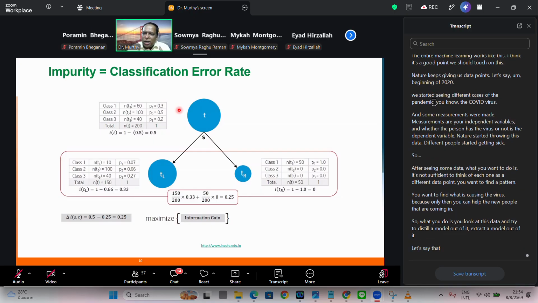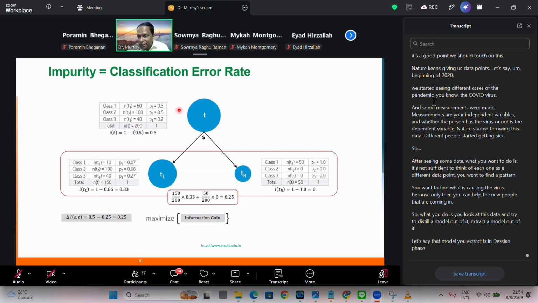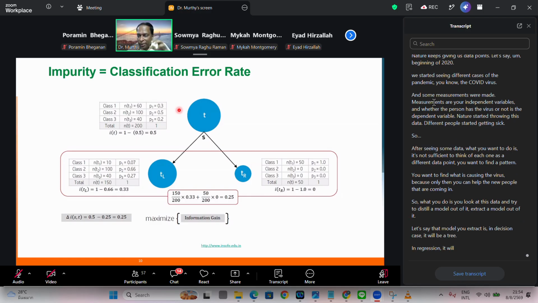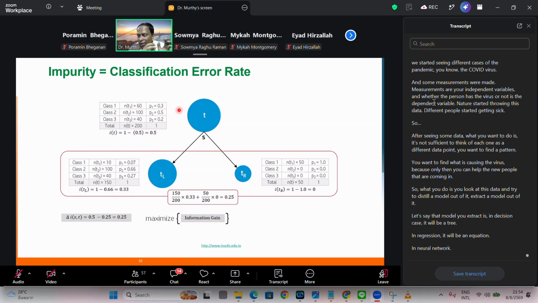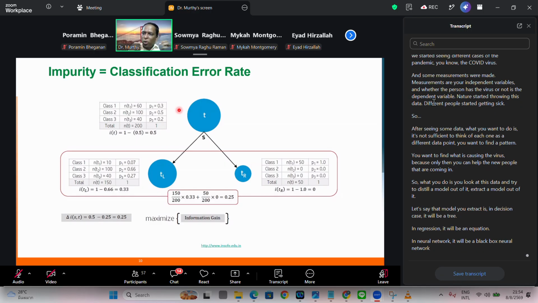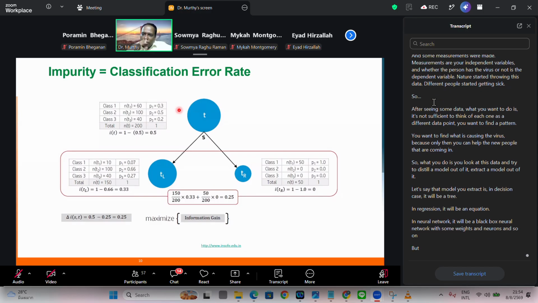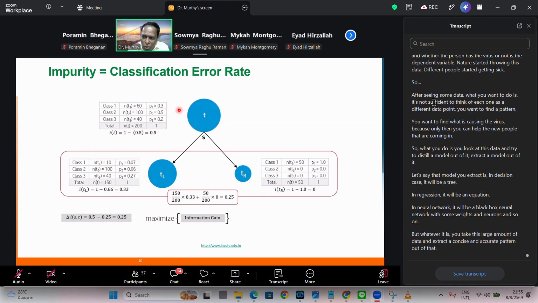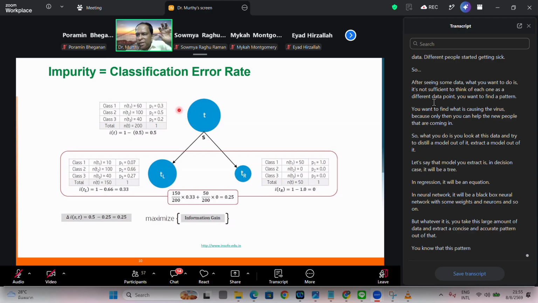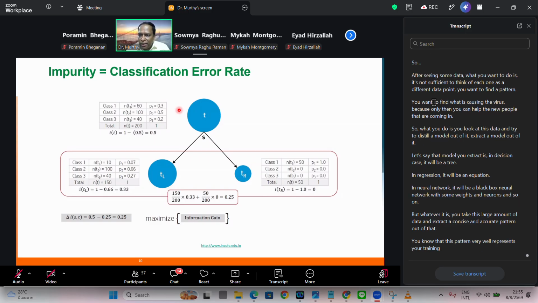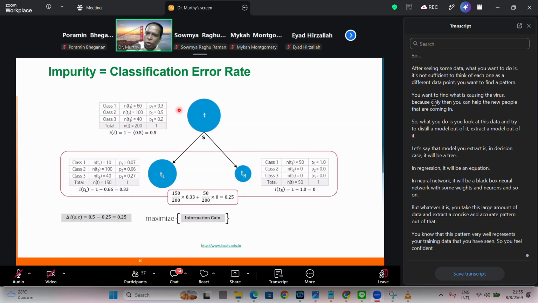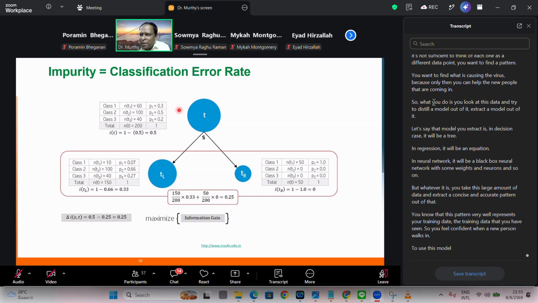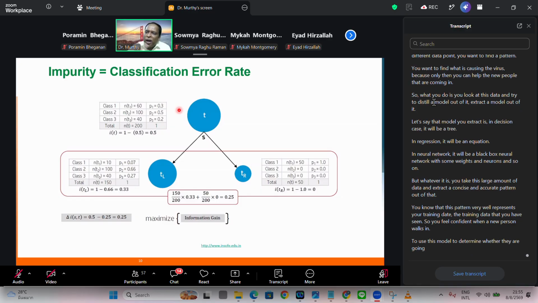Let's say that model you extract is in decision trees, it will be a tree. In regression, it will be an equation. In neural network, it will be a black box neural network, with some weights and neurons and so on. But whatever it is, you take this large amount of data and extract a concise and accurate pattern out of that. You know that this pattern very well represents the training data that you have seen. So you feel confident when a new person walks in to use this model to determine whether they are going to have the COVID virus or not.